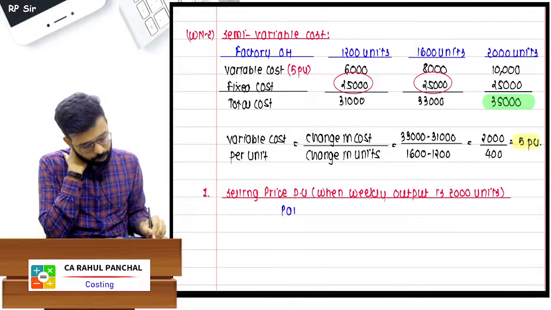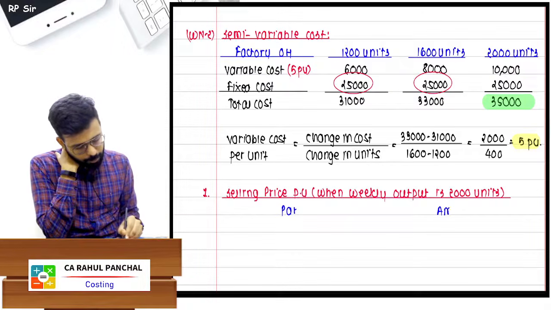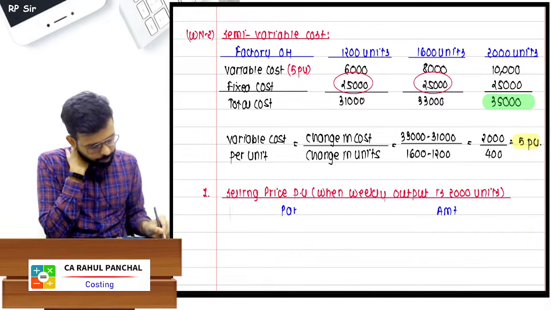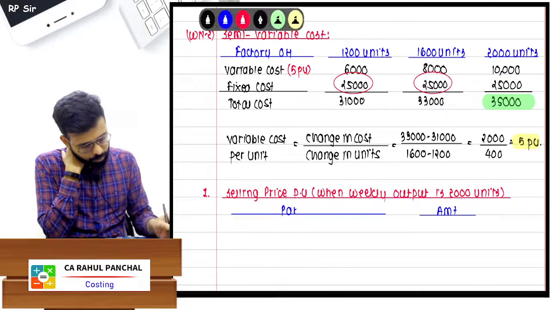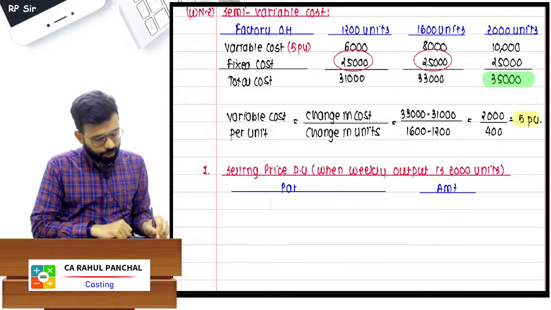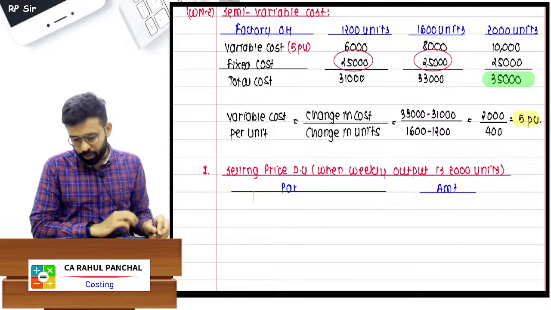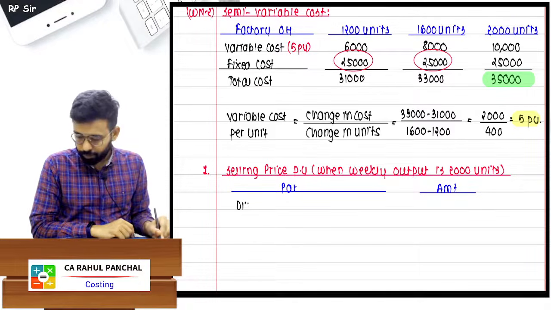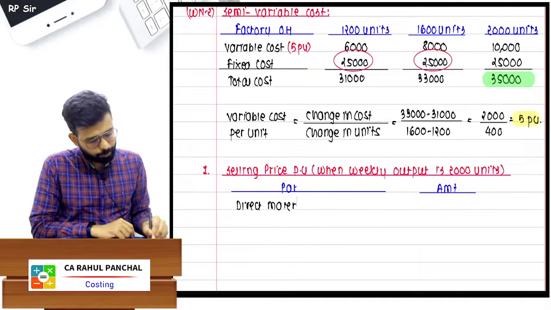So, particulars, amount. They are asking specifically for the selling price. So first we will write three costs. The first one is direct material, then direct labor. If you want, you can show bifurcation as a prime cost.